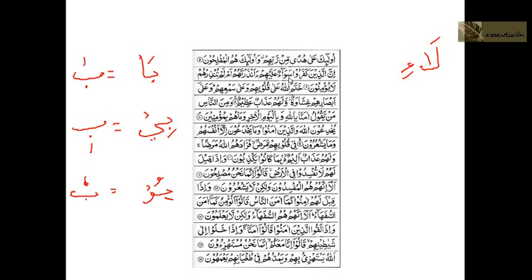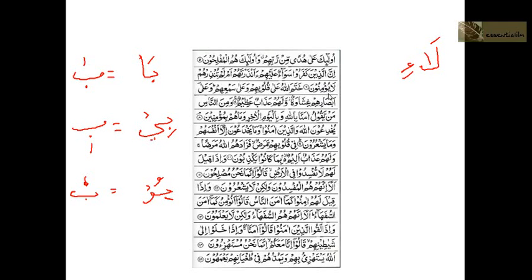Kafaru, sawa'un. Now look, ignore the mad, fatha followed by alif, so that's 2 harakas, and then immediately after that there's a hamza, so it's 4 or 5 harakas. Sawa'un alayhim, right? A'anzartahum am lam tunzirhum la yu'minun.